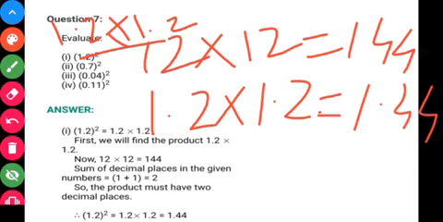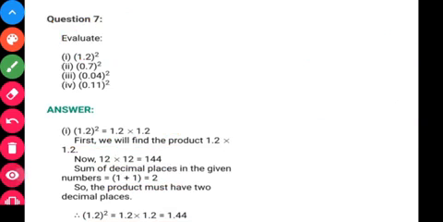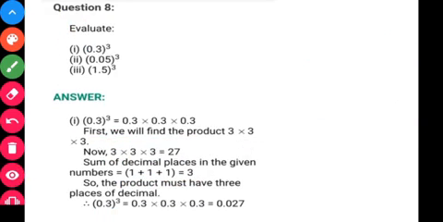So therefore 1.2 square can be written as 1.2 into 1.2. Now first we'll find the product of this. 12 into 12 is 144. The sum of decimal places is 1 plus 1, 2. So the product of 1.2 into 1.2 will be 1.44. Okay. Now come to next slide. Question number 8. Here it is given 0.3 cube.